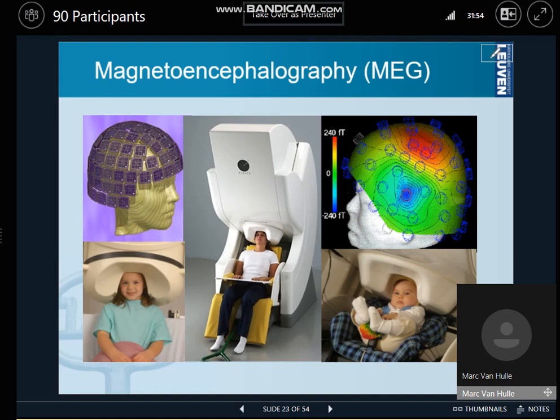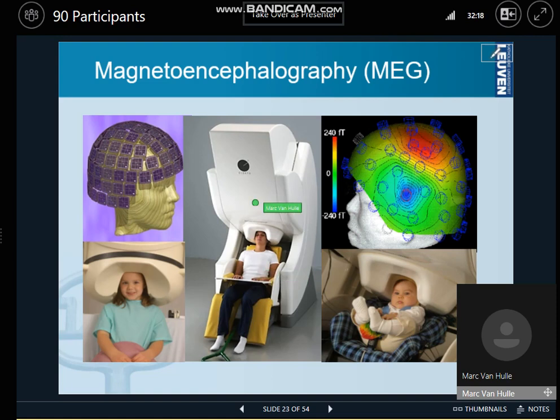We will come back to that a lot. Basically, everything we get in terms of non-invasive recordings will be related to EEG. Then on slide 23, we see MEG, magnetoencephalography. It's something special. In Belgium, there's only one, in Brussels.